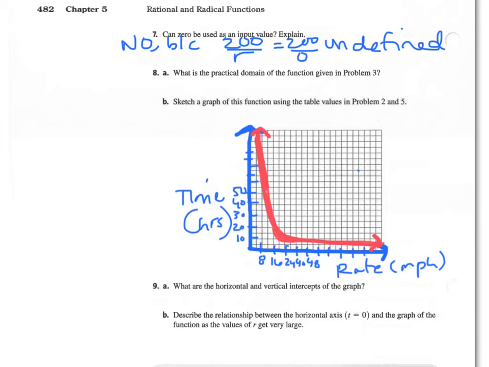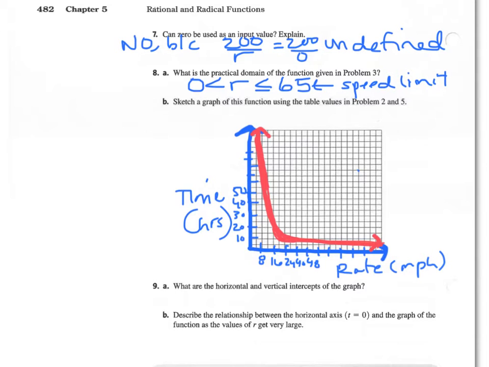So what is our practical domain? Well, our practical domain is, I'm going to put 0 as my endpoint, but watch, I'm not going to put an equal to. My rate can be anything over 0, and I'm going to use 65 miles per hour just because that was the speed limit. We know it can go higher, but we're talking legally.